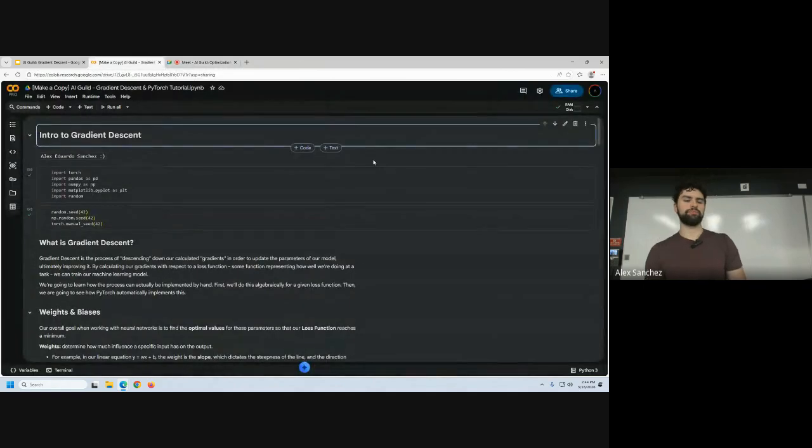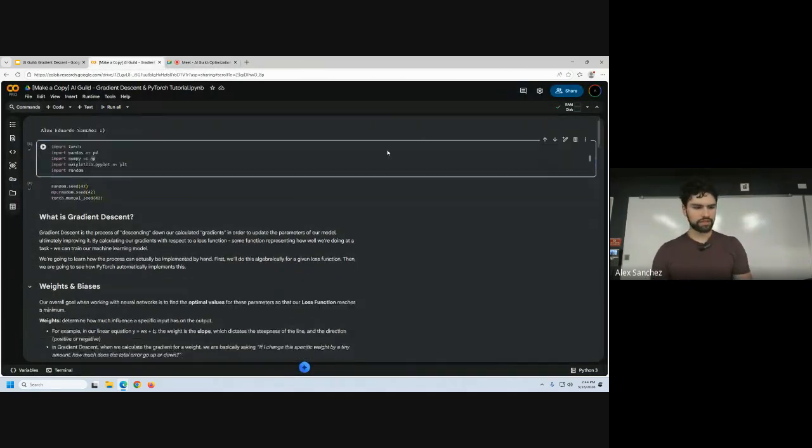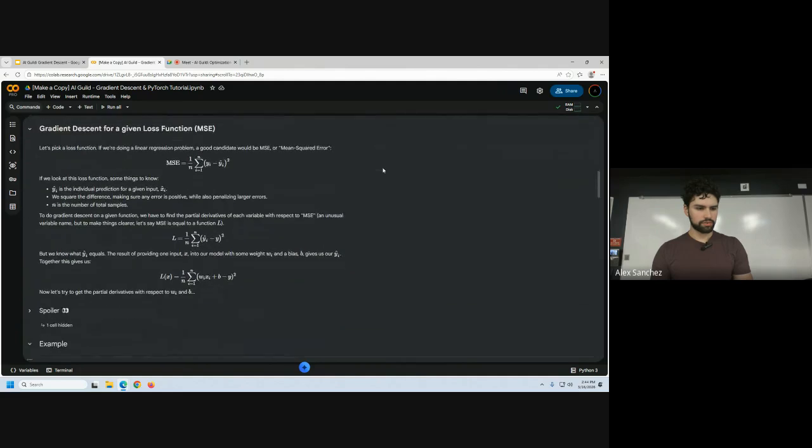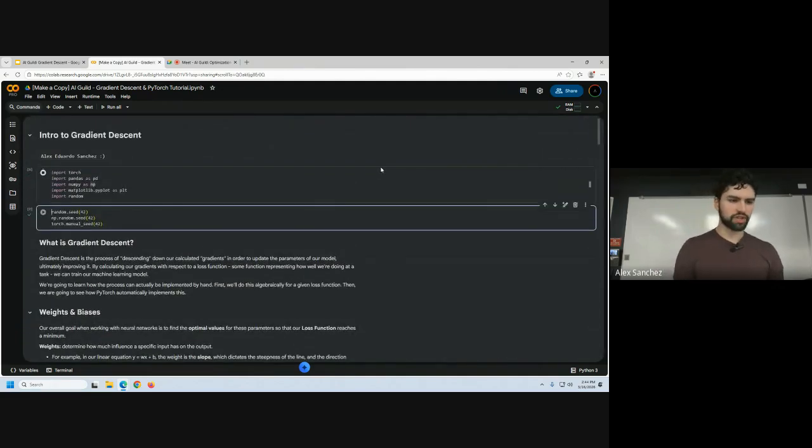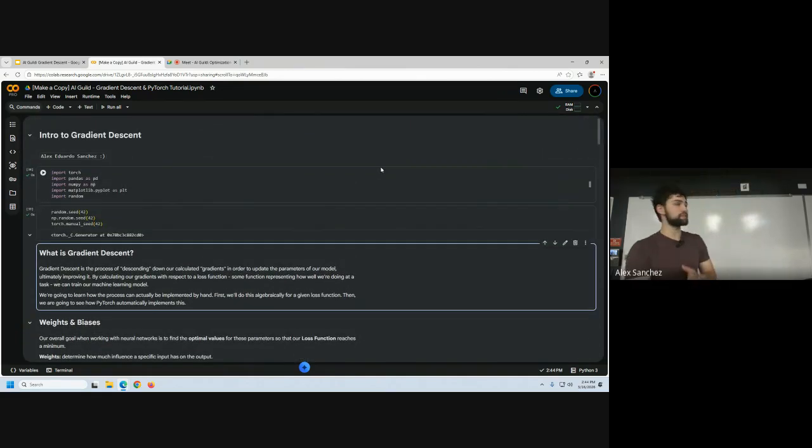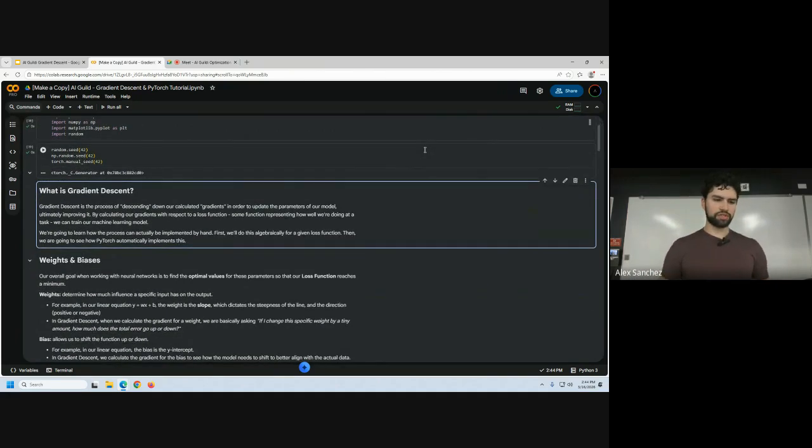Yeah, I'm sharing my screen. Okay, so this is our intro to gradient descent. Let's just run the first couple cells. These are just our imports and our random seeds so that we can reproduce each other's results.